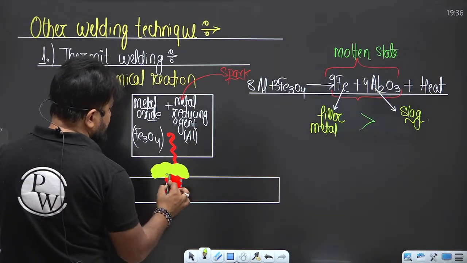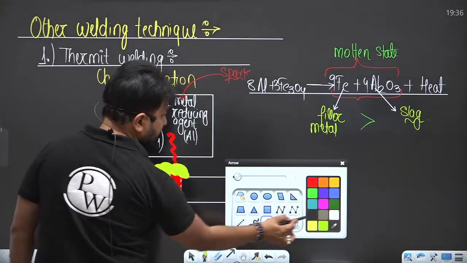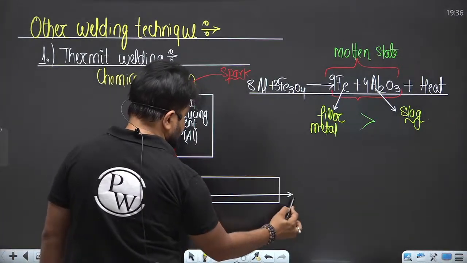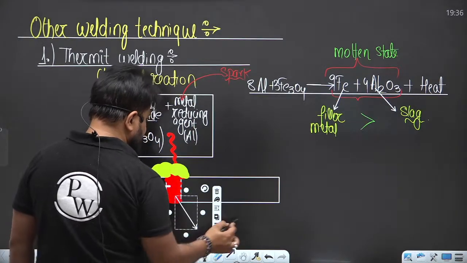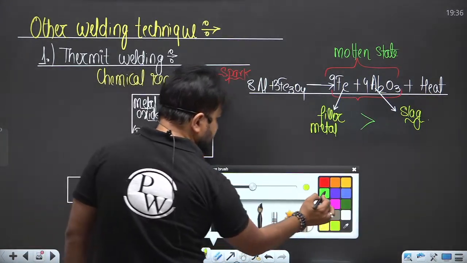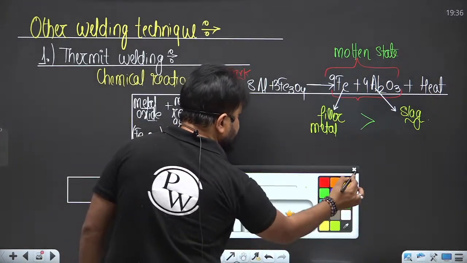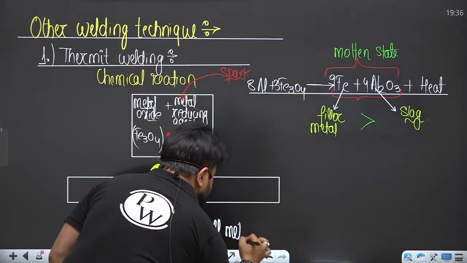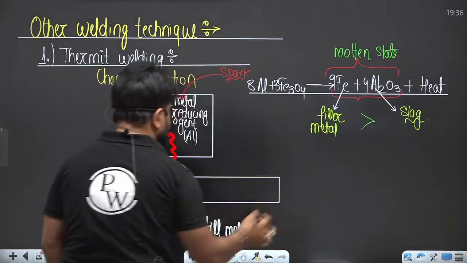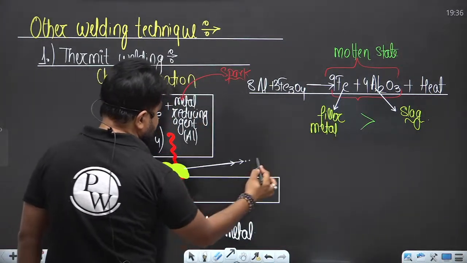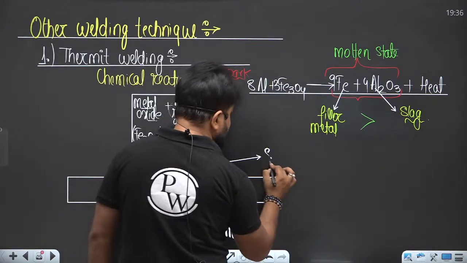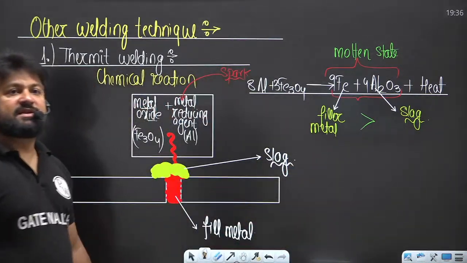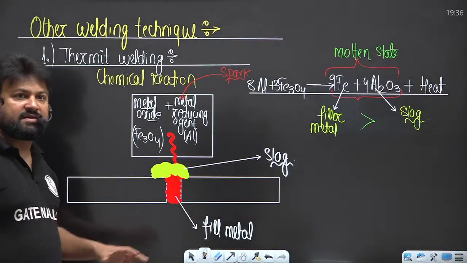So this is the filler metal, right? And this is a slag. So this is the thing overall. I hope this point is clear.